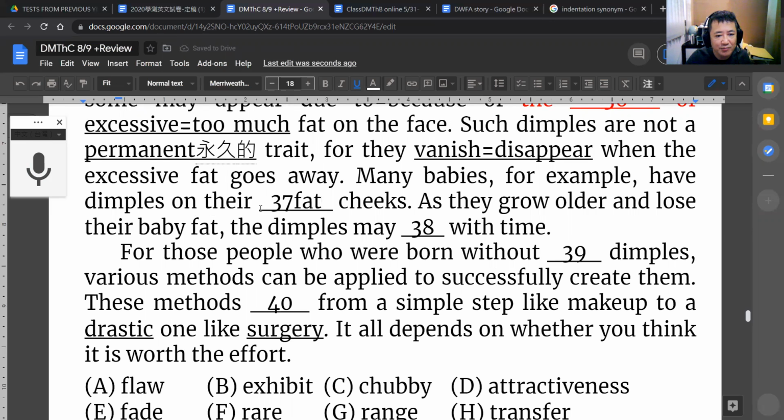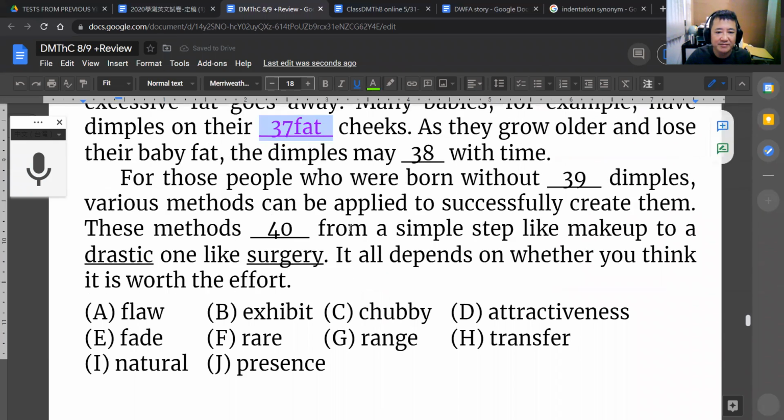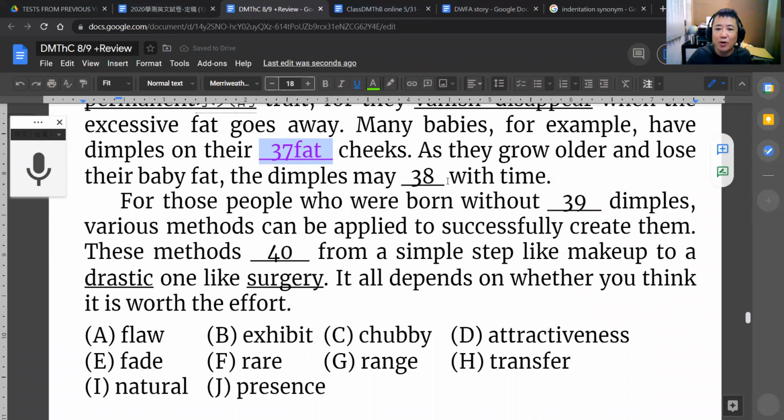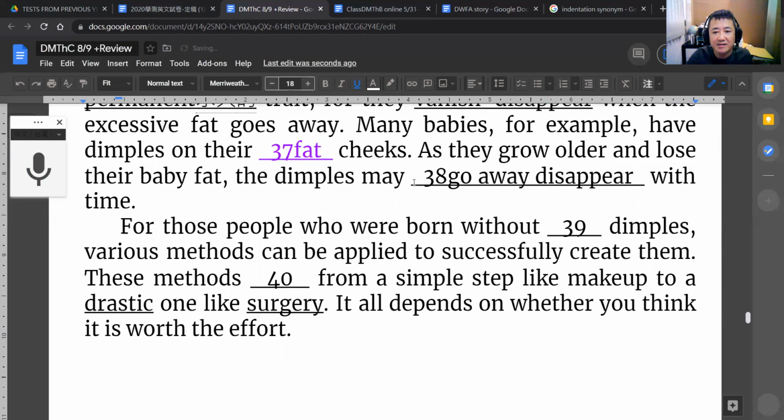Okay? And there is a word down there that means fat. Fat. As they grow older and lose their baby fat, the dimples may disappear with time. Right? Go away. Okay? Disappear. Right? You know that. That's very simple, right?